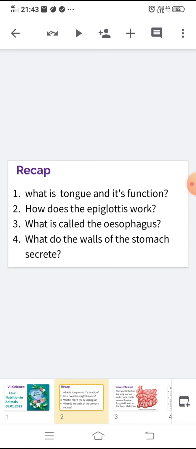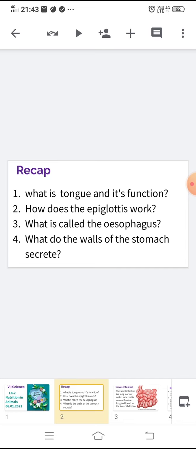How does the epiglottis work? The epiglottis prevents the food from entering the windpipe and choking the person. What is called the esophagus? A long, muscular, pipe-like organ called the esophagus connects the mouth to the stomach.